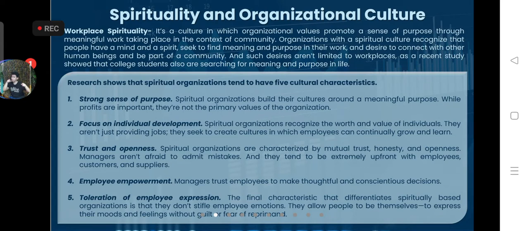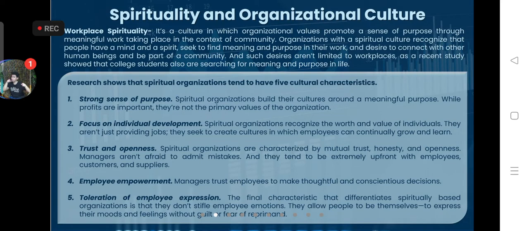So let's proceed to number 2. Let's focus on individual development. Spiritual organizations recognize the worth and value of individuals. They aren't just providing jobs. A workplace or a company should seek to create cultures in which employees can continually grow and learn.